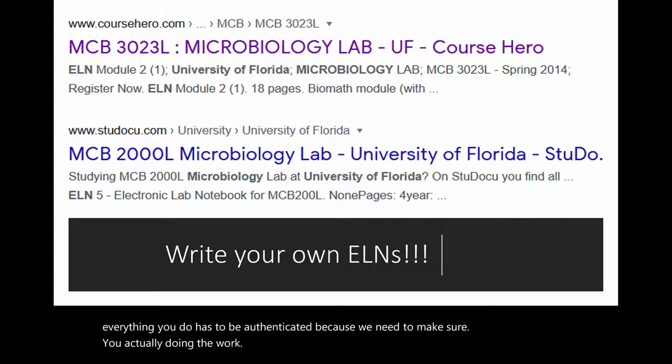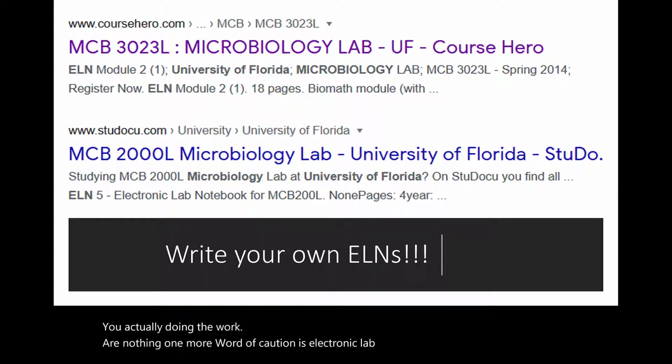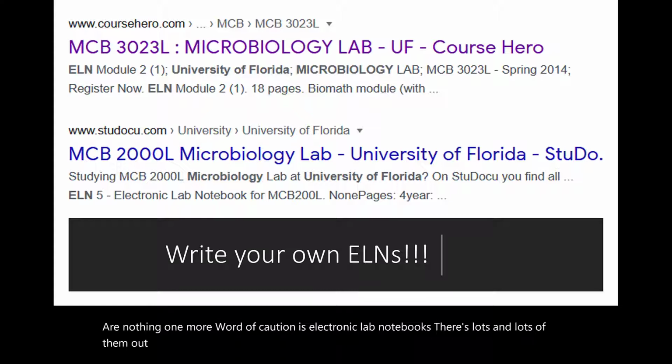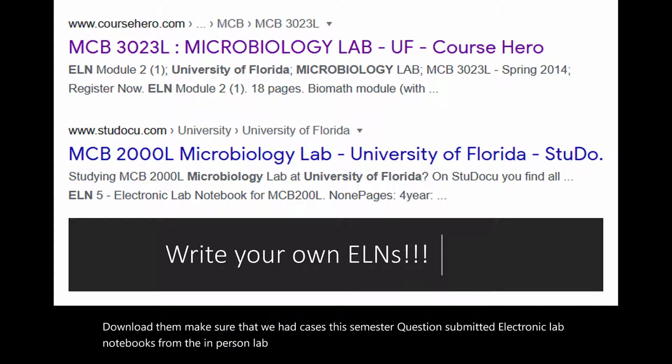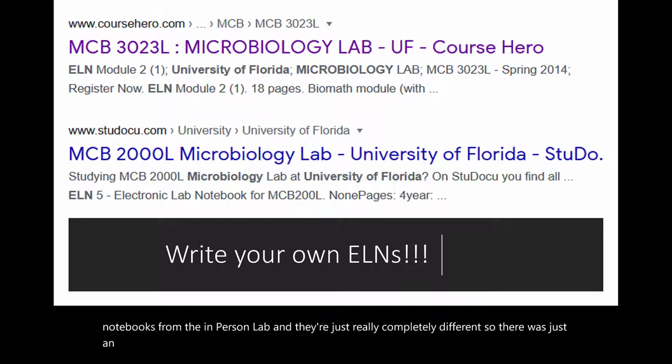Another thing, one more word of caution, is electronic lab notebooks. There are lots and lots of them out there on different servers. You can buy them, download them. We had cases this semester where students submitted electronic lab notebooks from the in-person lab, and they were just completely different. So that was just an easy bust, and they were reported to the Dean of Students' office. Just don't do that.